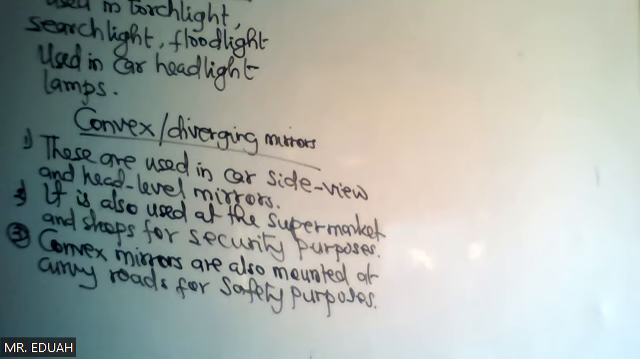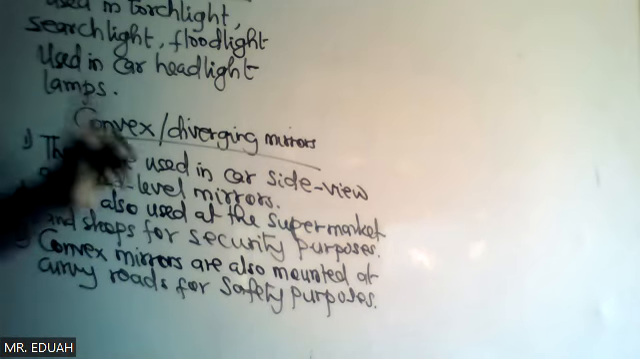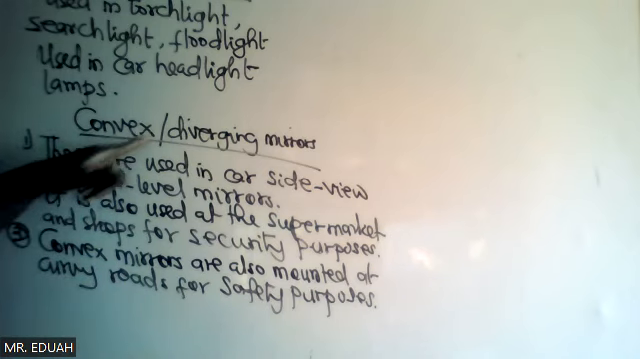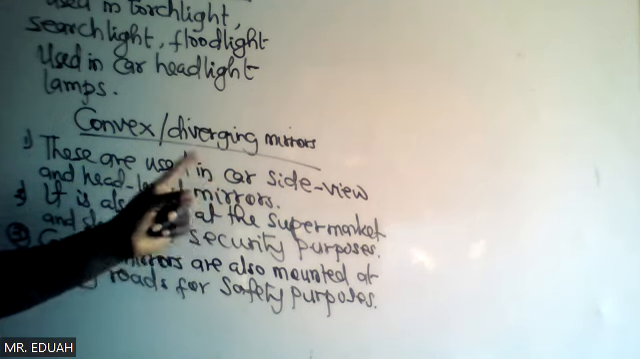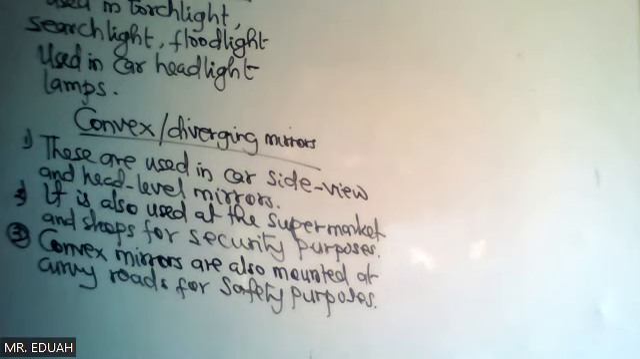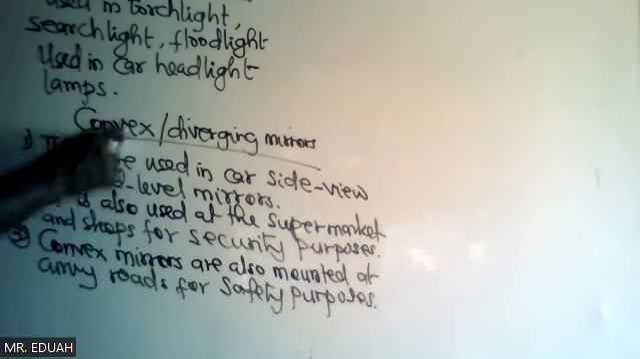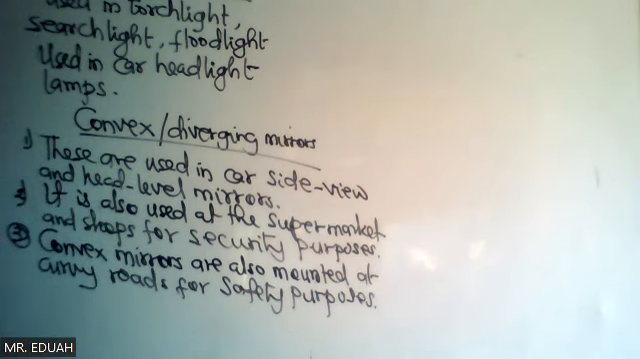Now, why do we use convex mirrors as car side view mirrors and head level mirrors, and not plane or concave mirrors? Why do we choose convex mirrors for these purposes, but not plane or concave mirrors?